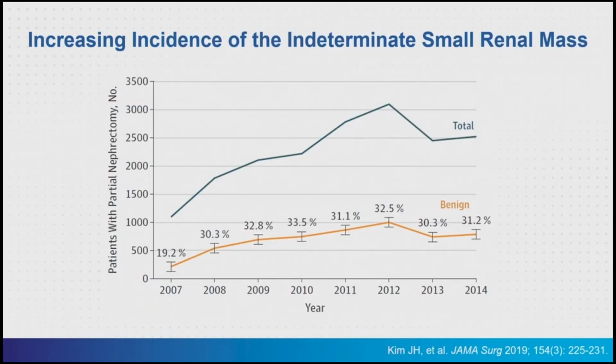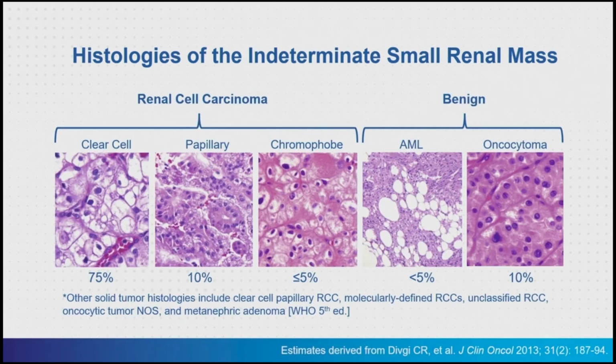Okay, so I think we all are aware that there's an ever-increasing incidence of the indeterminate small renal mass. This is because patients are increasingly getting cross-sectional imaging for a variety of different medical indications. Thankfully, though, not all small renal masses are necessarily a cancer or necessarily the most common form of kidney cancer, that being the clear cell subtype. We do have benign renal masses, as I'm sure you're all already aware, including the AML and the most common form of benign renal mass being the oncocytoma.